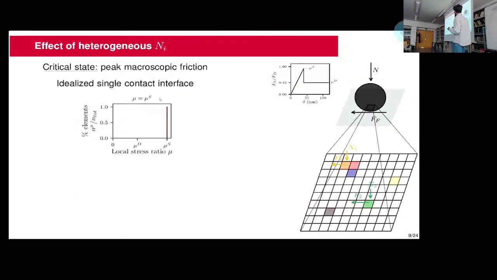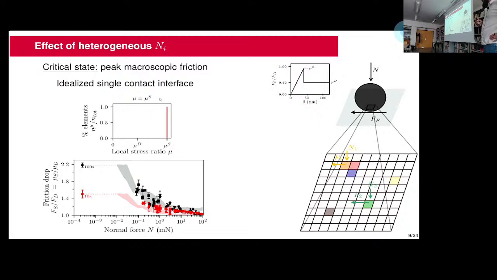Okay, let's have a look at our model in a bit more detail. Let's imagine we have just a single asperity, and we look at what we call the critical state, so the moment when we have loaded the interface, just before it starts completely sliding. If we have a single asperity, it will follow exactly the microscopic behavior. So the local stress ratio of our asperity will be exactly the static friction coefficient.